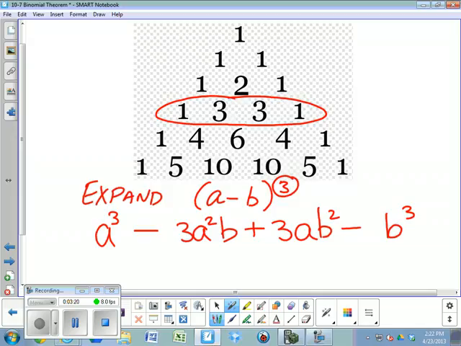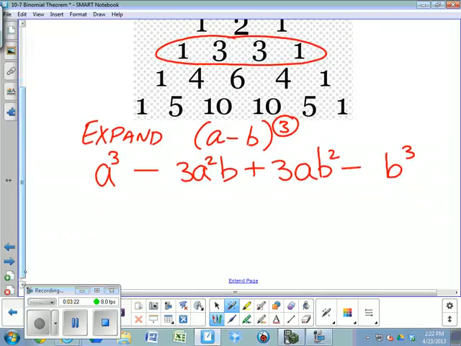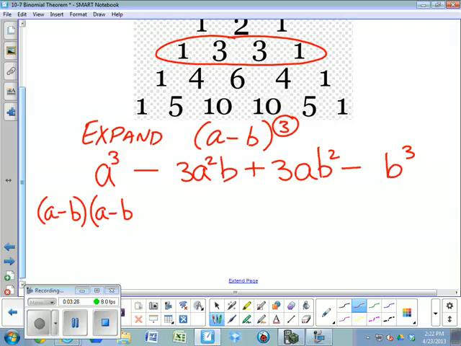So that completes it. That's the binomial expansion of a minus b cubed. If you'd like to check to see why it works, go ahead and work it out the long way by foiling and then distributing. That part's optional. You should see that you get the same answer.